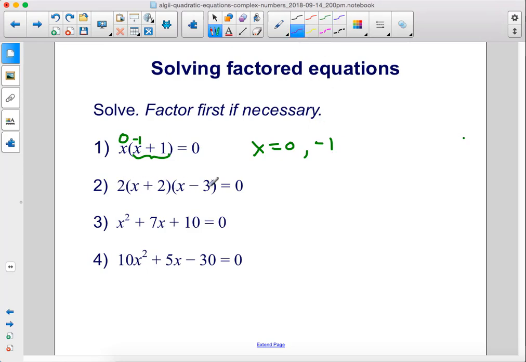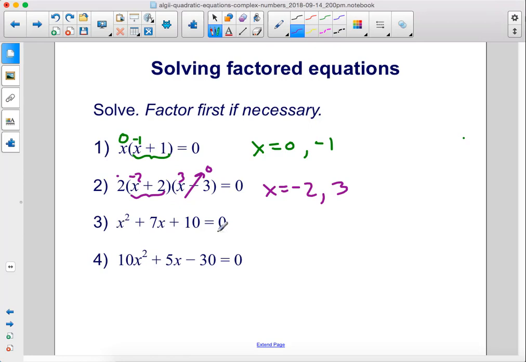Here, it's already factored. We have three things multiplied together: 2, x plus 2, and x minus 3. This can't be 0, so we'll just move on. If x is negative 2, that would set this portion equal to 0, so that's our first solution. And here, if x equals 3, this would be 0. So our second solution is 3.